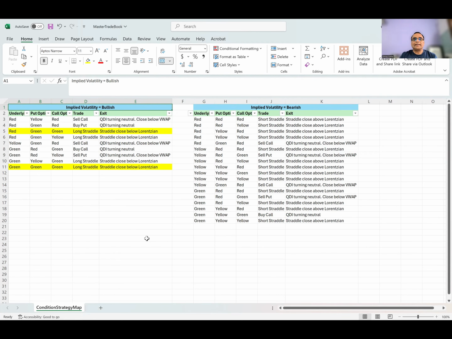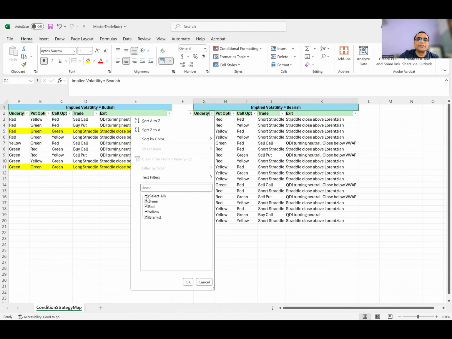So at 9:30, 15 minutes into the day, I have to determine based on my setup whether the VIX or the IV that day is bearish or bullish, and then look at the Nifty put option and call option. After I have determined that, let's take an example of Friday. On Friday, implied volatility was bearish. Now let me see what trade I am taking.